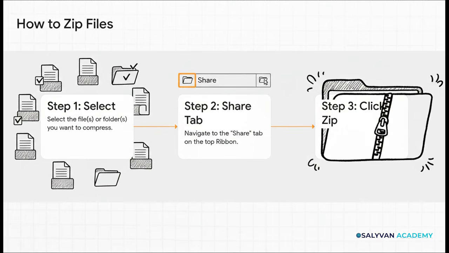And you know what? Creating one is so easy. All you do is select the files or folders you want to bundle up, head over to the Share tab on that ribbon at the top, and click Zip. That's it. A brand new, tidy, compressed folder just appears, ready for you to store or share.